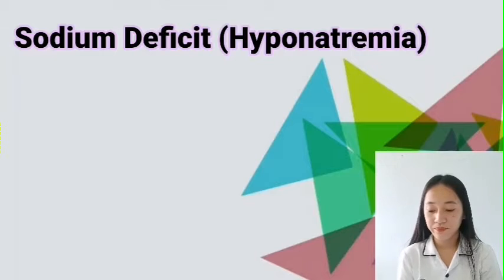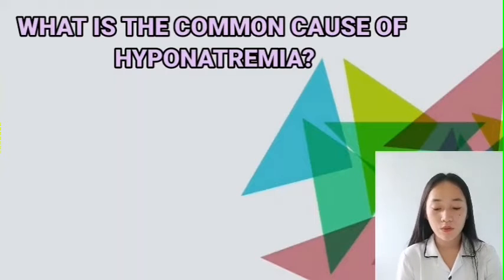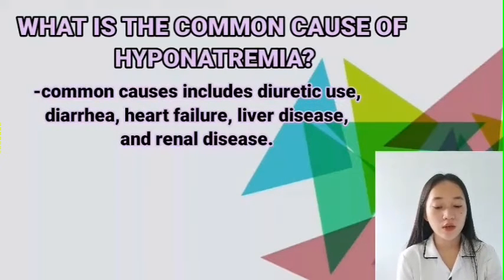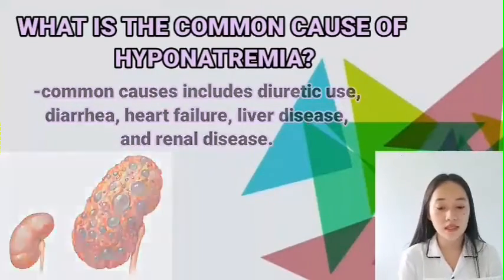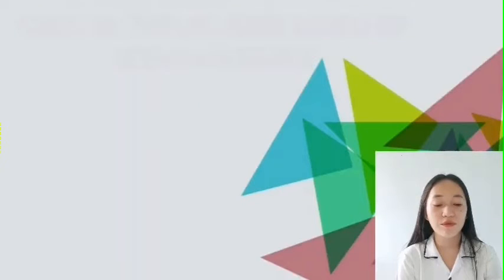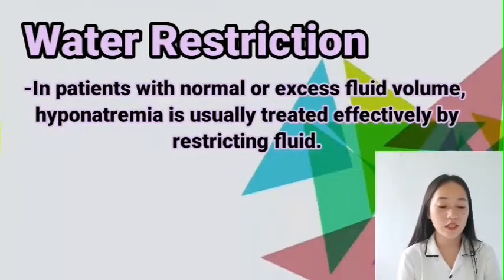Next, what are the common causes of hyponatremia? Hyponatremia may occur with normal, increased, or decreased extracellular fluid volume. Common causes include diuretic use, diarrhea, heart failure, liver disease, and renal disease. Hyponatremia is potentially life-threatening. Next is water restriction. In patients with normal or excess fluid volume, hyponatremia is usually treated effectively by restricting fluid.